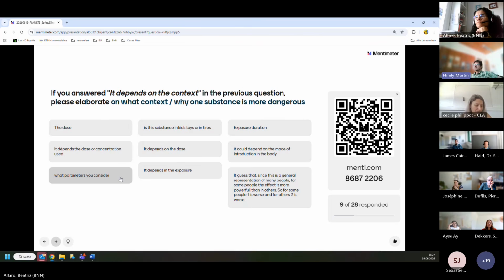Okay, this is also a nice one down here on the right corner. A general representation of people. So this goes a little bit into the variety of different people, into eventually pre-existing conditions. Some people, the effect is more powerful than for others. And this impacts, of course, a kind of population-derived sigmoidal curve that we see here. And it depends on the mode of introduction into the body.